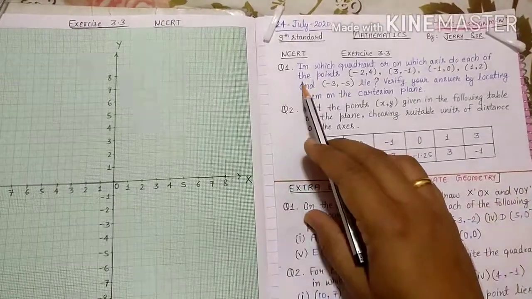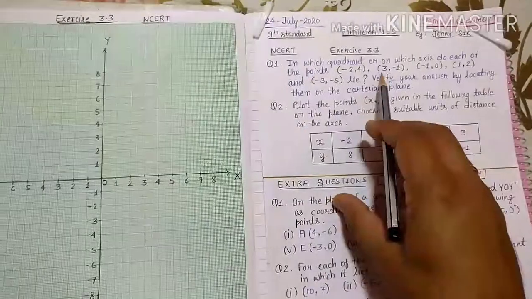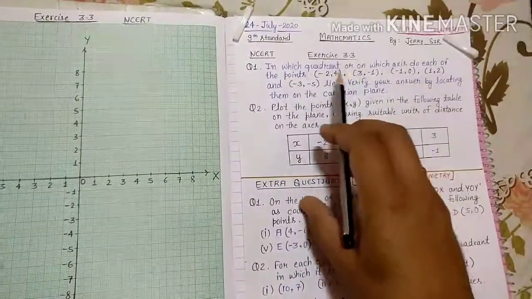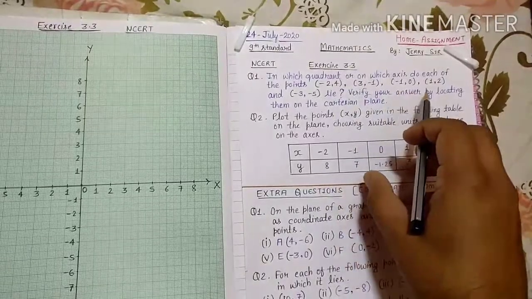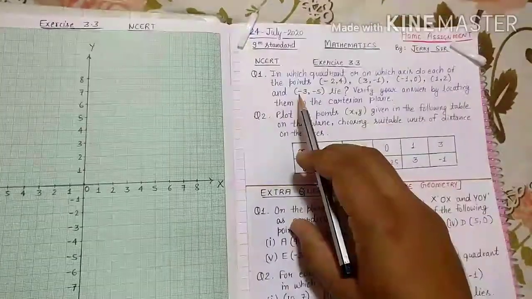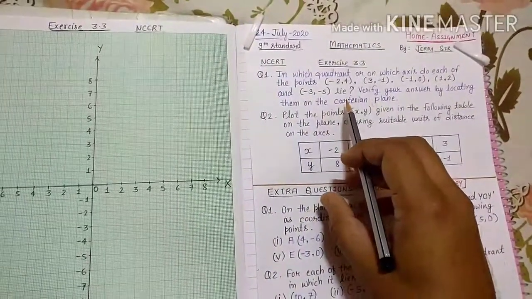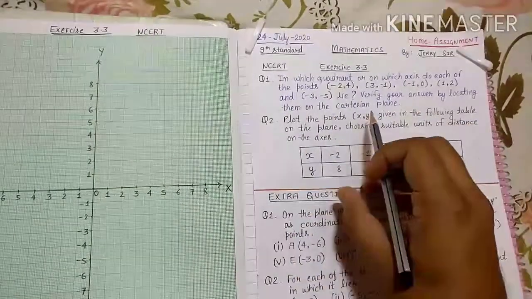So, first, see question number 1. In which quadrant or on which axis do each of the points (-2, 4), (3, -1), (-1, 0), (1, 2), and (-3, -5) lie? Verify your answer by locating them on the Cartesian plane.